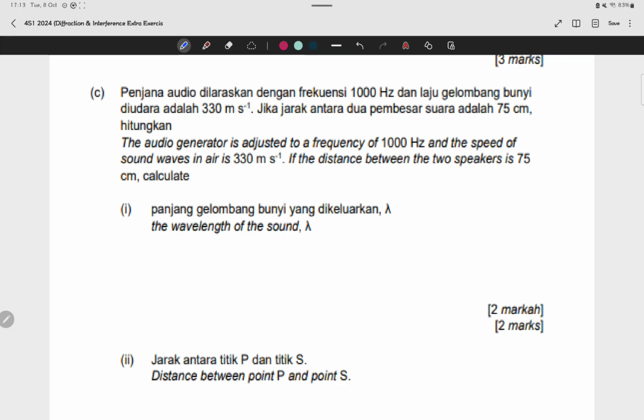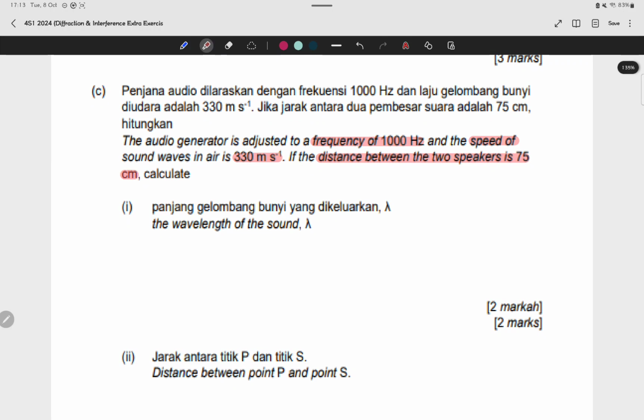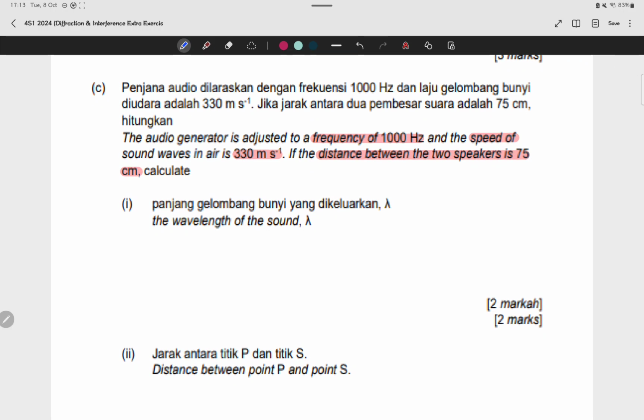Right now, question C is the more challenging one. It has calculation. So the audio generator is adjusted to a frequency. So given the information, frequency and the speed is 330. Distance between two speakers is 75 cm. So for the wavelength, what formulas do we have related to wavelength? Only two, right? v equals f lambda, and lambda equals ax over d. So here you can choose to use both, but do you have x? Don't have. Okay, so we cannot use the second equation, can only use the first equation.